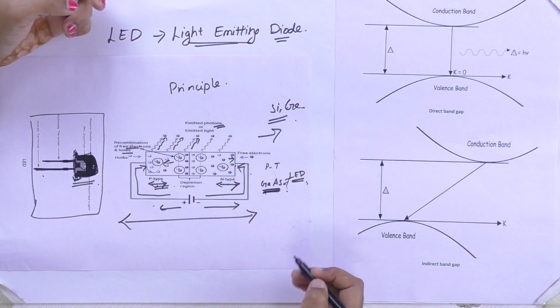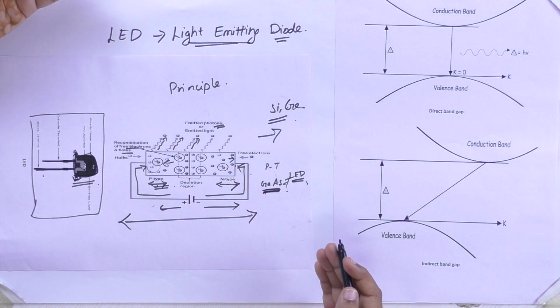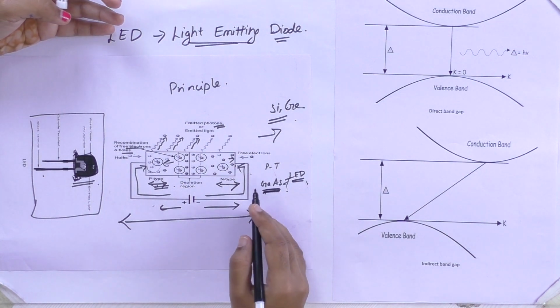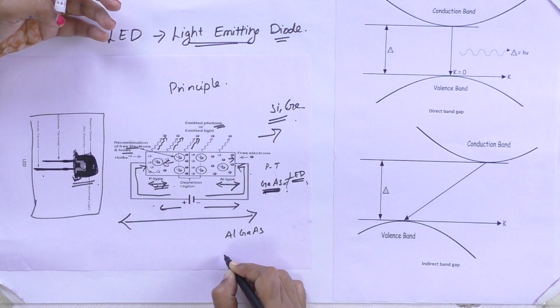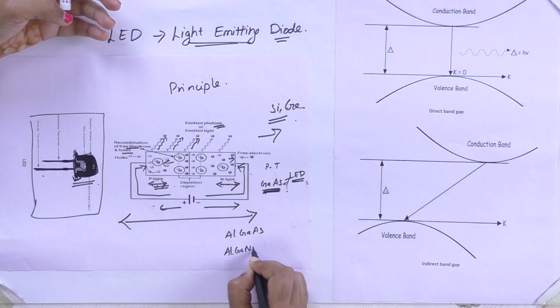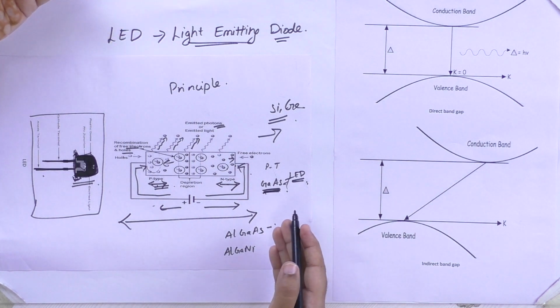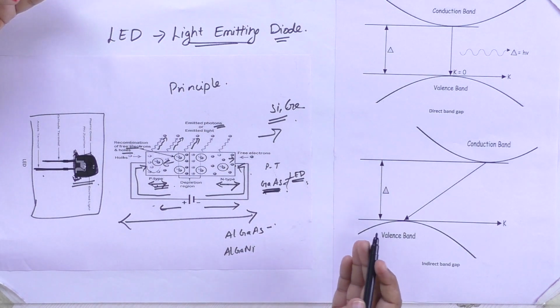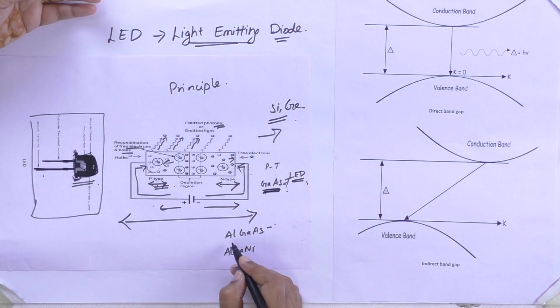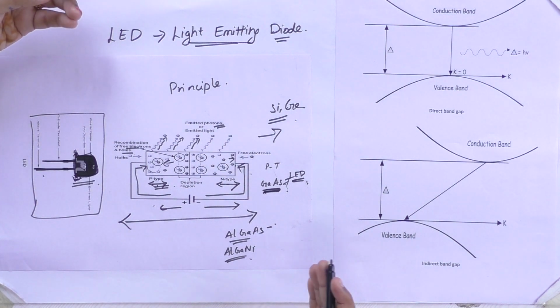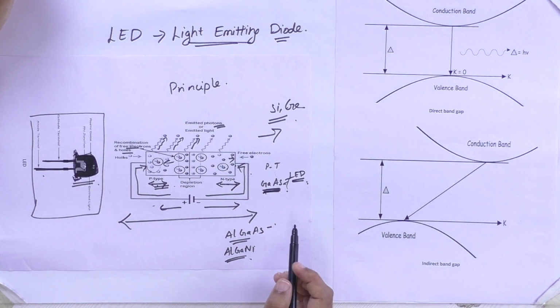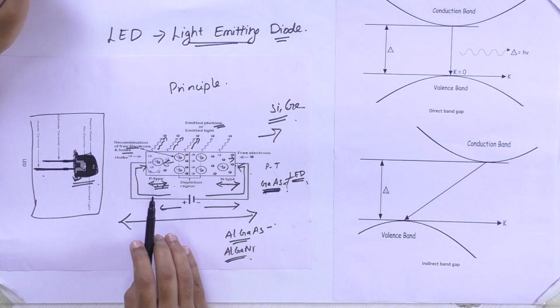For providing different lighting, different coloring, we will be adding other impurities, that is aluminum gallium arsenide, aluminum gallium nitride. So this will give red, orange, yellow, like that. For giving different colors of light, we will be using different combinations of gallium with arsenide or nitride. So this is how your LED works.